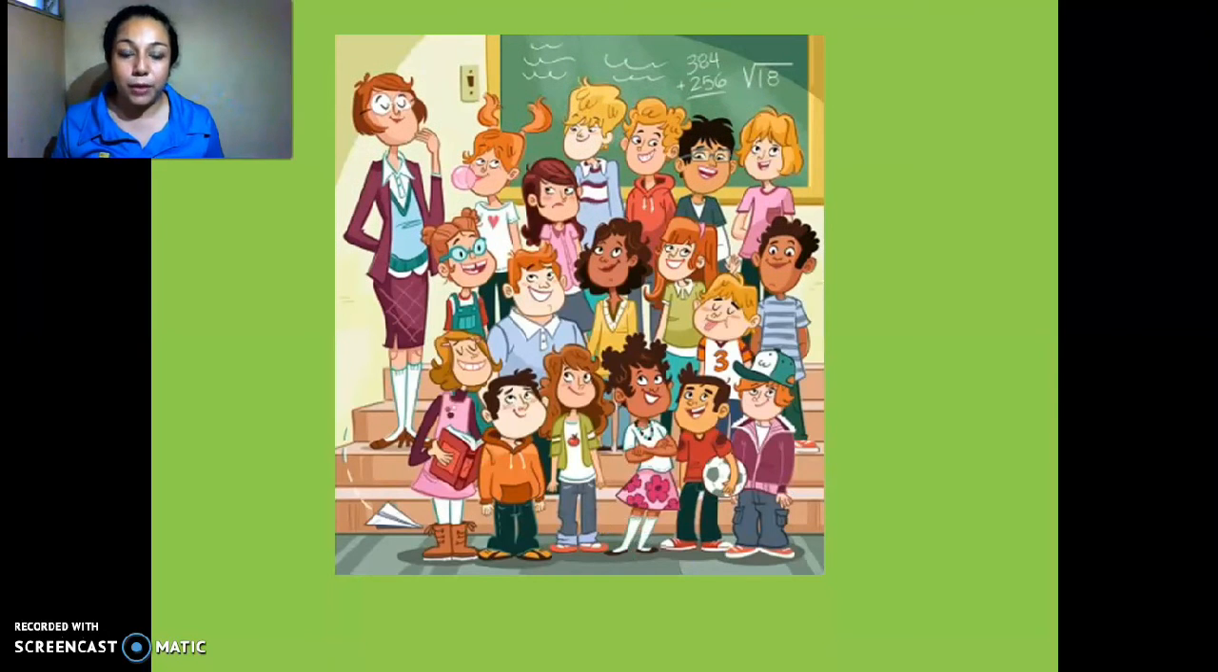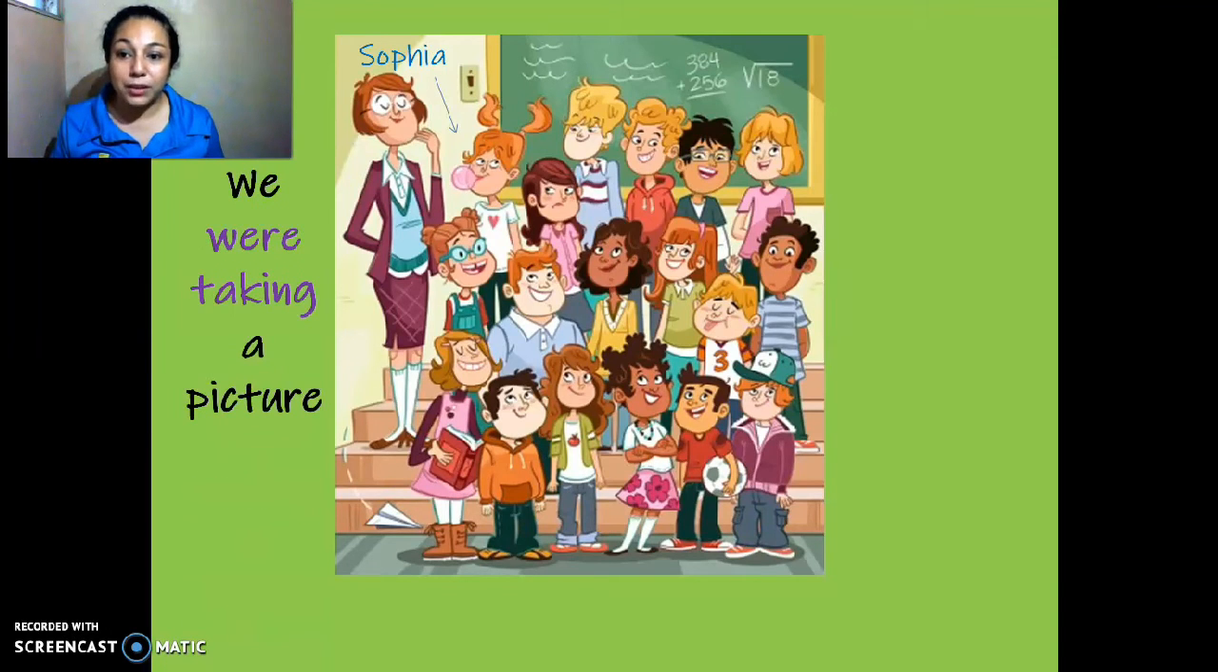Okay, we have a group of students, and she's a teacher. They are classmates and students. So we have Sophia. Sophia is this girl, the girl in the white blouse. So we were taking a picture, all these classmates, all these students, including the teacher, were taking a picture. In this case, the verb is take. And if we add the ing, we have the verb taking.